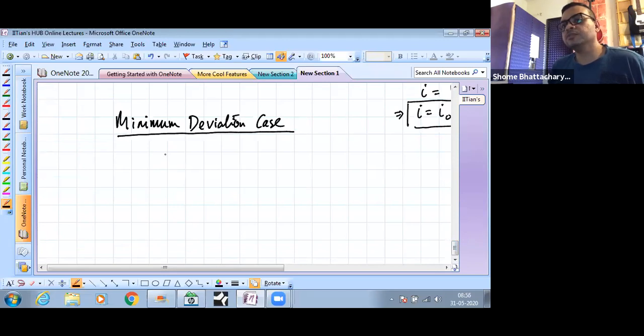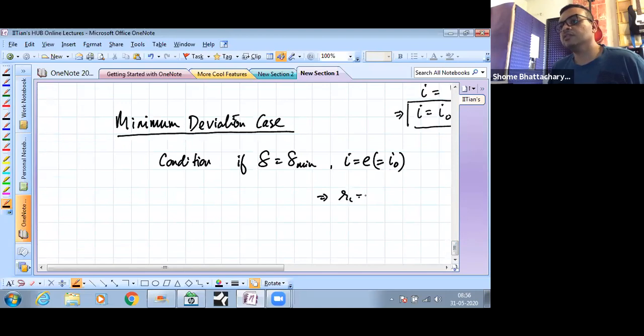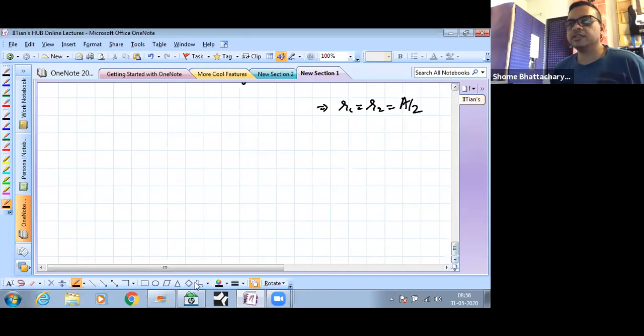So the condition for minimum deviation is that if delta is equal to delta minimum, then I must be equal to E, which must be equal to I naught. So the moment I is equal to E, that also means that R1 is equal to R2 is equal to A by 2. So this is one very easy way. We see that the diagram looks very symmetrical first of all, the ray diagram that is.